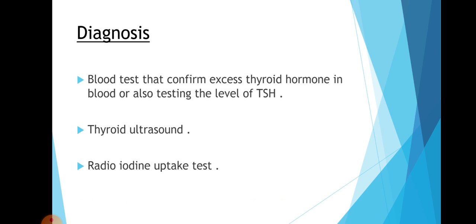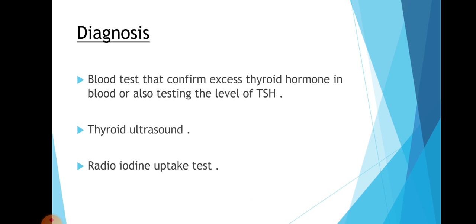But if there is the presence of any tumor at the anterior pituitary, then the pituitary hormone can lead to more secretion of the thyroid hormone, so it ultimately leads to hyperthyroidism. So in that condition the TSH level will be elevated.